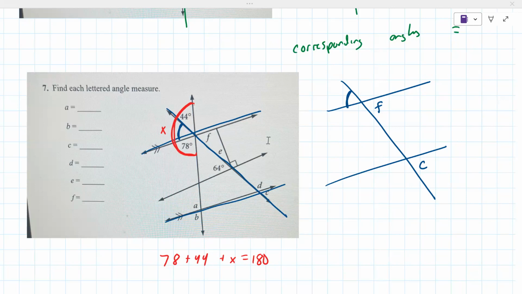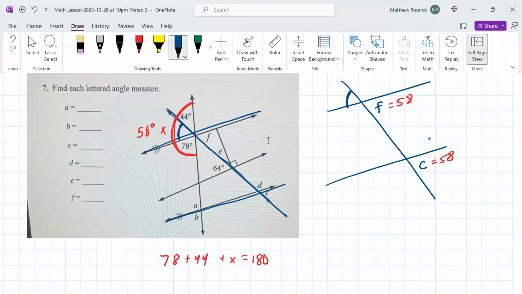So I have 180 minus 122, yep. What does that become? 58. So that's X, 58. Yep, so that makes C 58 and F 58. Got it. Okay, so you knocked a bunch out there. In the same way, we can find D.